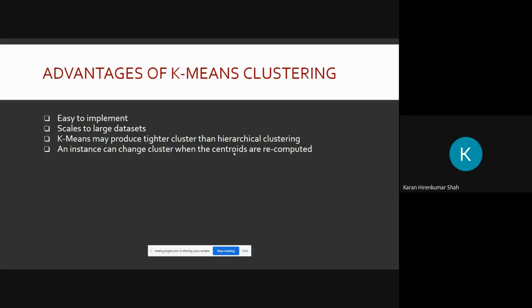So let's begin with the advantages of k-means clustering. First, it is very easy to implement. Second, it is useful for large datasets as well as smaller datasets, so it can be scaled for large datasets. Third, k-means clustering will produce tighter clusters compared to hierarchical clustering. Fourth, an instance can change cluster when the centroids are recomputed. So when the centroids are recomputed, the cluster assignments will change.